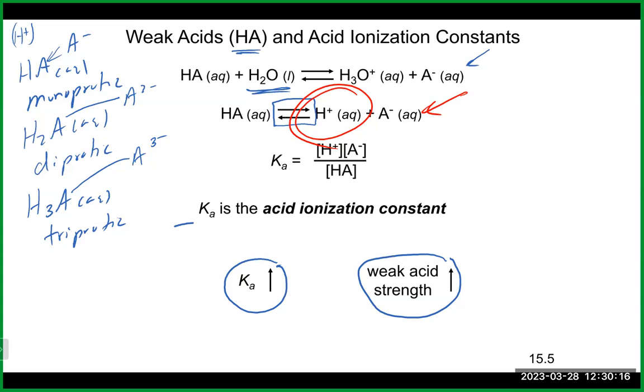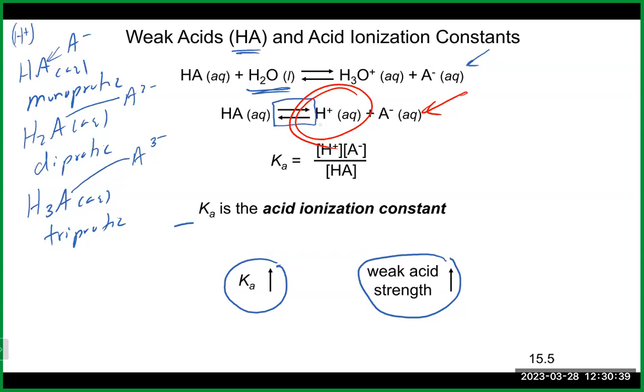Again, a weak acid is much weaker than a strong acid, but in ranking weak acid to weak acid, the higher the Ka value, the stronger the weak acid it would be. Also, a really big hint of whether this is a weak acid or not is if you're given a problem with a Ka value, it is definitely a weak acid.